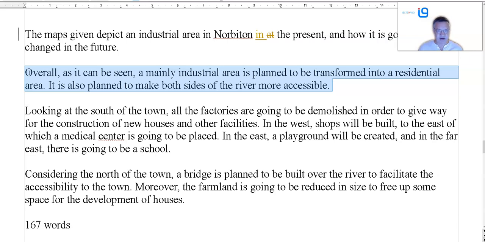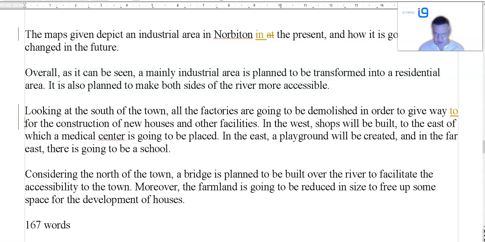Looking at the south of the town, the factory is going to be demolished, not to give way to. Now it's usually give way to as a collocation. Into construction, it has no facilities. In the west, shops were built. In the east, we are going to be placed. In the east, be a school. Again, that's a little bit sparse if you consider the detail in mine and the previous one.